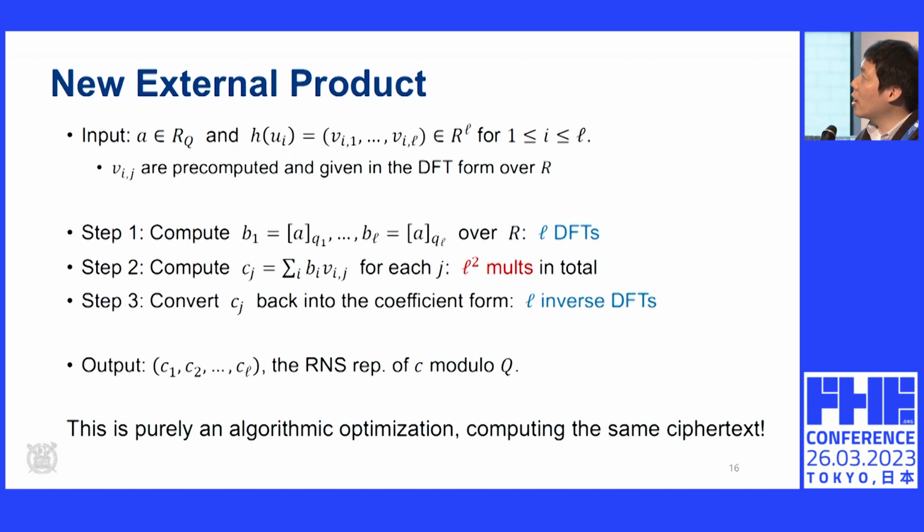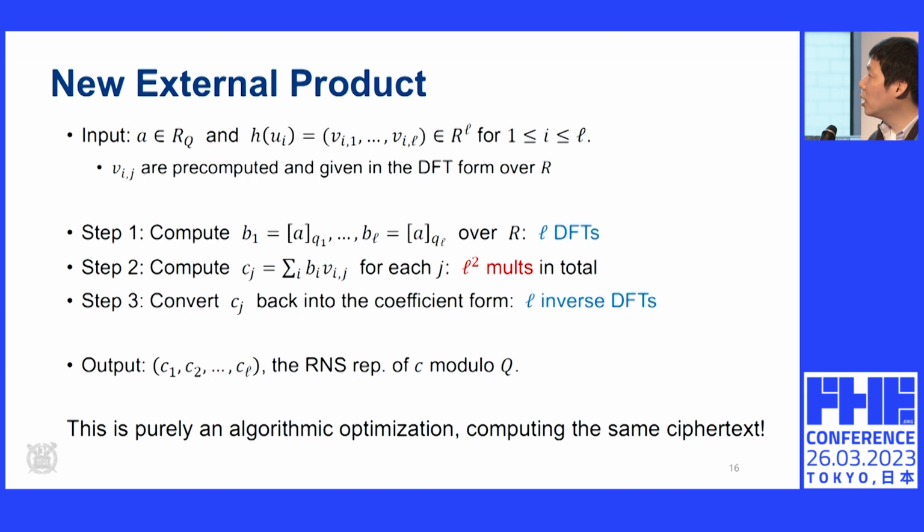And finally, you have this C_j in the DFT form. So you need to compute its inverse DFT and again NTT to obtain its RNS representation, but still the complexity is linear with L. So overall, you can obtain this RNS representation of C modulo Q, and these expensive operations like a DFT or NTT just require linear complexity, big O of L.